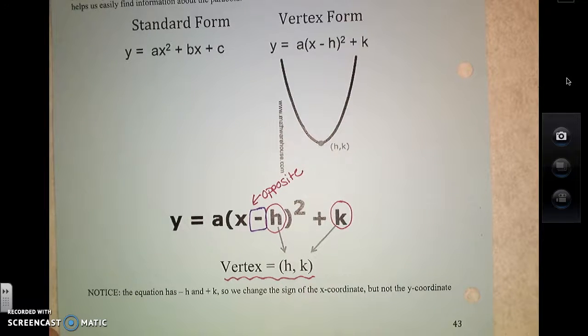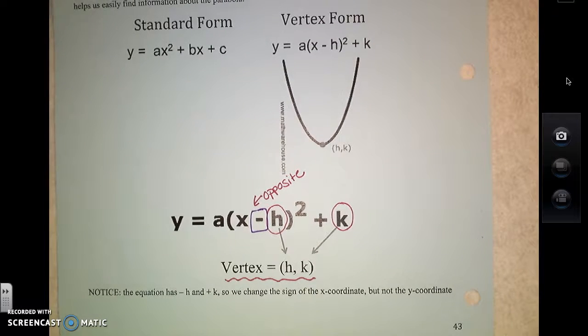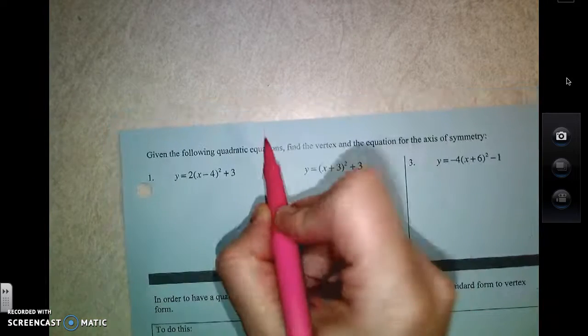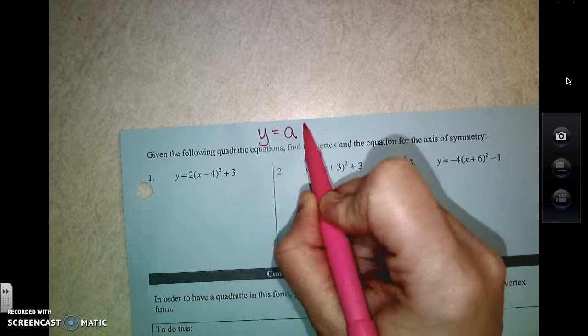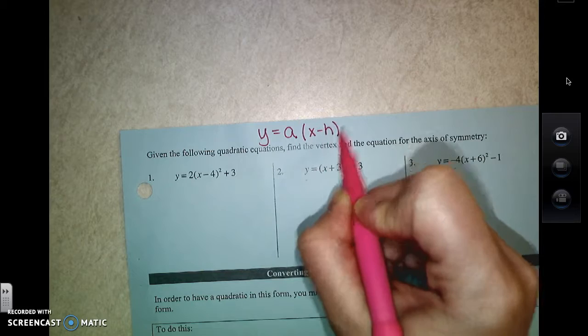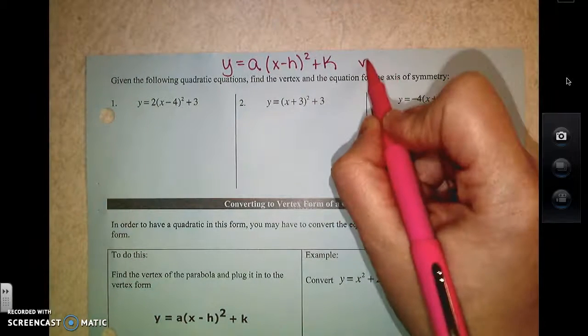But this is your vertex form. This is definitely something you're going to need to know how to use, something that you're probably going to want to memorize. Let's look at page 44. At the top of page 44 are some examples. I want to start by writing vertex form again at the top here. y equals a parentheses x minus h squared plus k. Remember, the vertex is at h comma k.